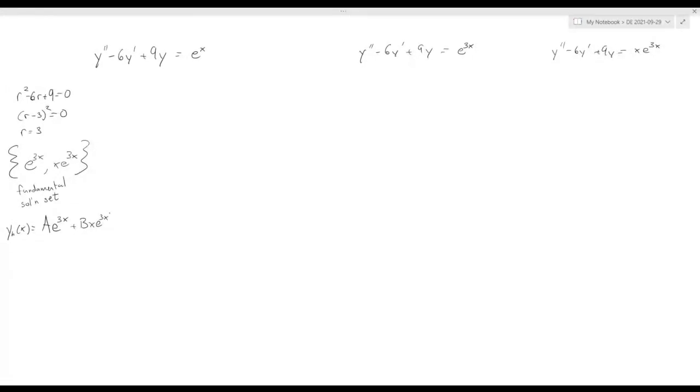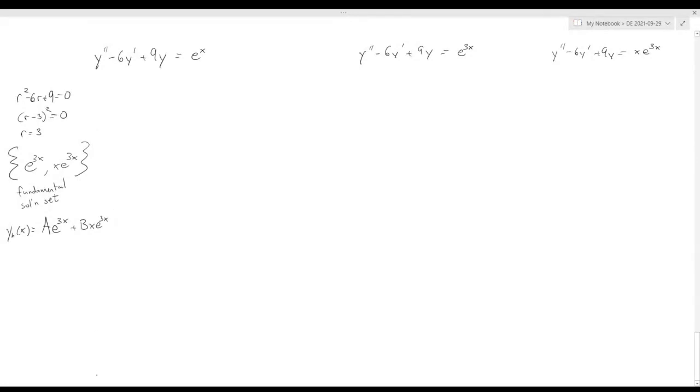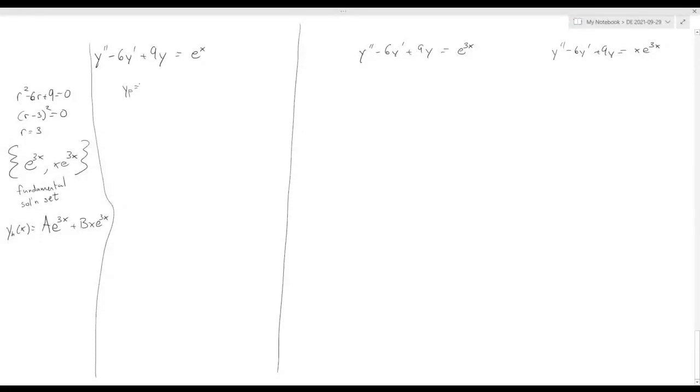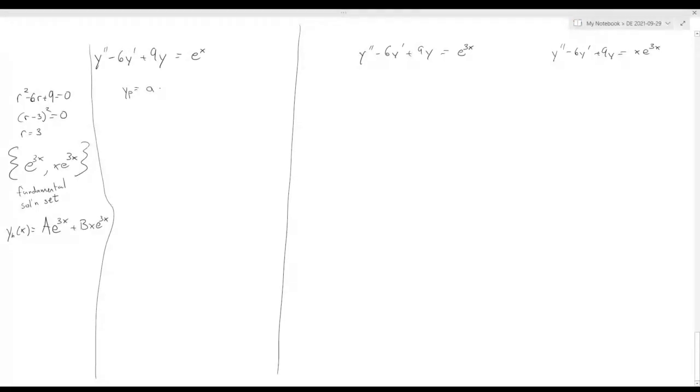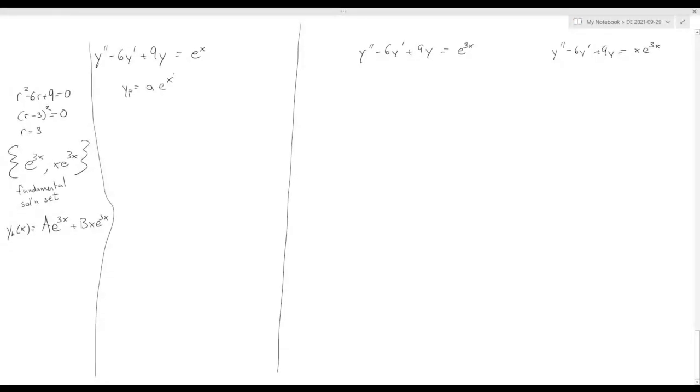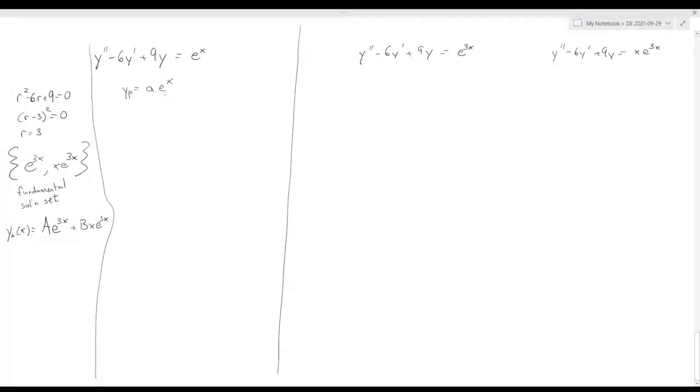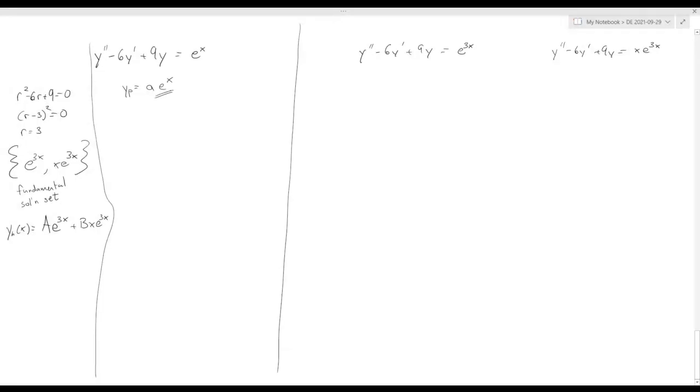All right, so now we're going to do the particular solution here. We have a simple exponential on the right, so we're going to assume that our particular solution is that exponential. Then we check that this form is independent of everything in the fundamental solution set. And indeed, it is. You can't combine those, so that's a good assumption here.